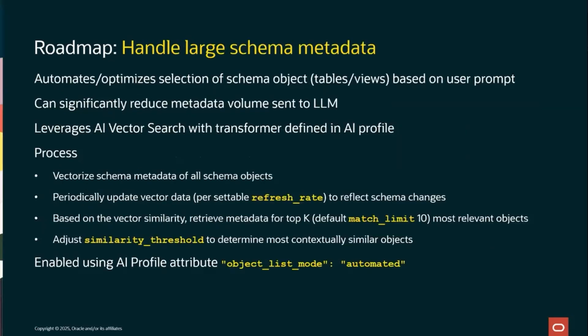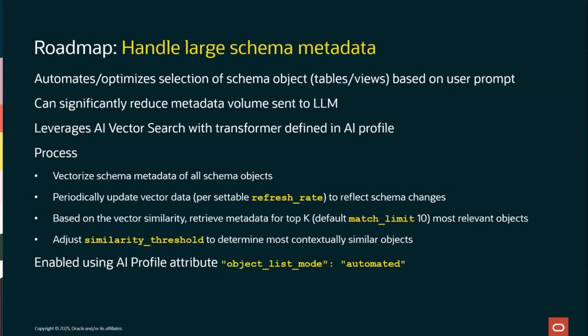Now, for handling large schema metadata, Select AI will automate and optimize the selection of schema objects based on the user prompt. The goal is to significantly reduce metadata sent to the LLM while focusing on the most relevant schema objects that can support the prompt. And this eliminates the need to explicitly specify your object list or to have multiple AI profiles with different subsets of tables, depending on your business needs or specific use case. And this leverages AI vector search with the transformer defined in your AI profile.